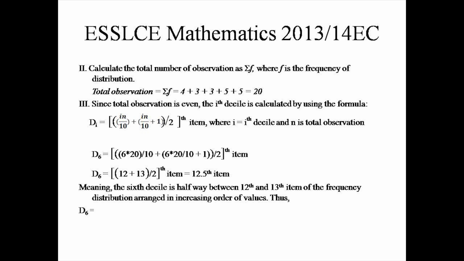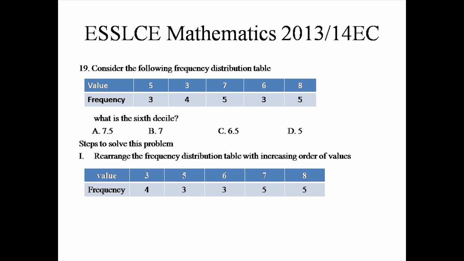So d sub 6 is equal to 12th item plus 13th item minus 12th item times 0.5. The 12th item and 13th item are determined by adding frequency starting from the smallest value until we find the sum 12 and 30. Hence, 4 plus 3 plus 3, that is the sum of the 3 values, is equal to 10, which is less than 12.